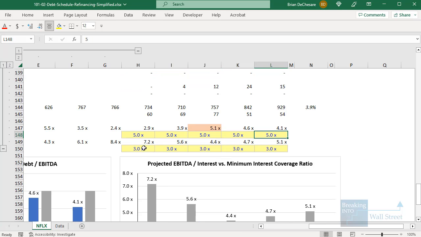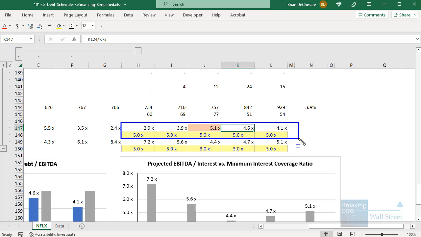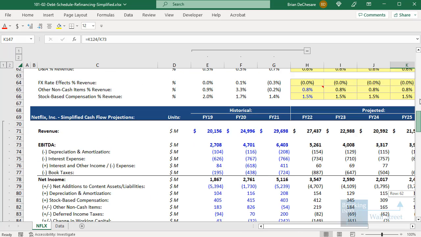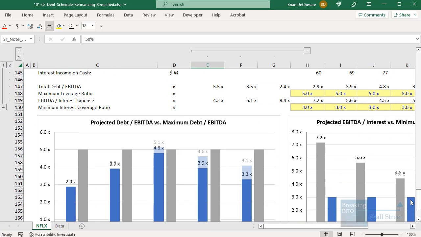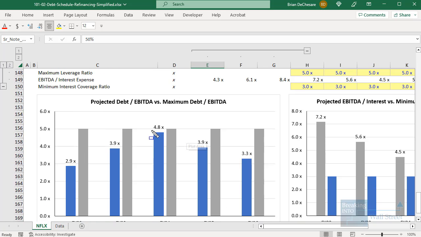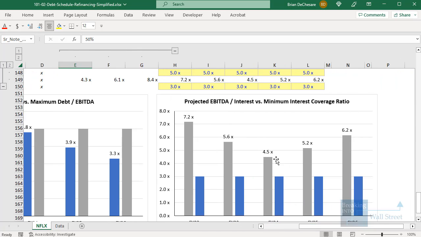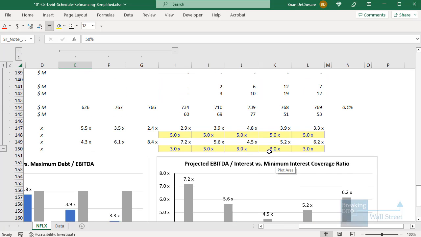So we're not really in the danger zone with interest yet, but with the debt to EBITDA, we definitely are. One solution here might be to use less debt. So if we use 50% debt and 50% equity instead, we have a little bit more breathing room. Now the debt to EBITDA goes down to 4.8x and we're below the minimum. And the EBITDA to interest ratios here also look quite a bit better. So that might be one solution.